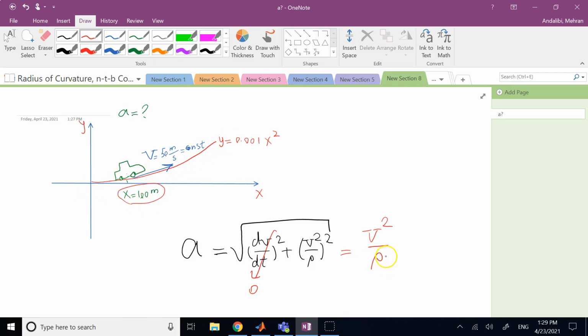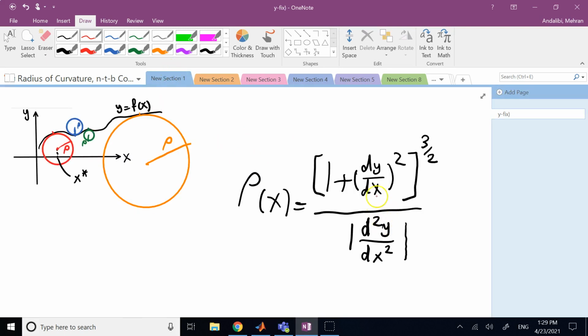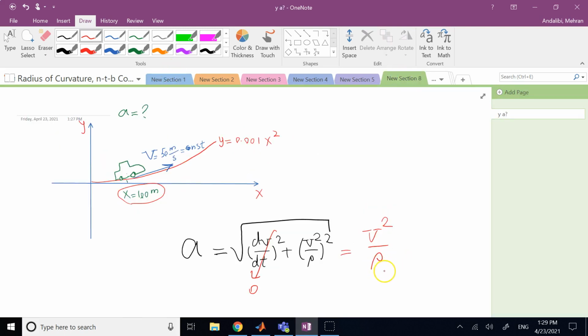And we have already done it. It's not a big deal, correct? You just take the first and second derivative of this, plug in the value of 100 in the formula for rho that I showed you here, and when you get rho and you have v, then you're done. That's the magnitude of acceleration, which also gives you the magnitude of force that you need on the car at that point.